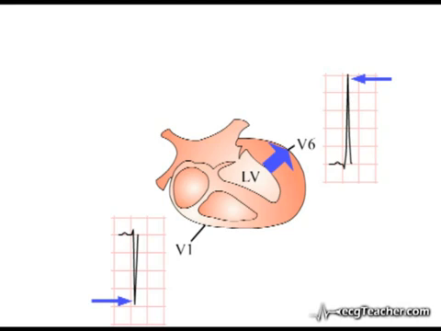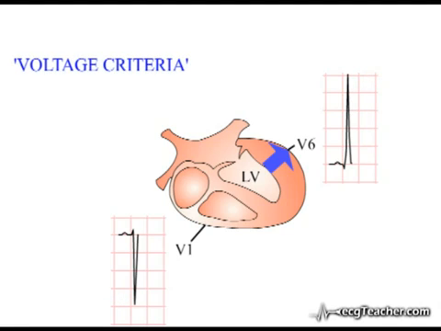Criteria to diagnose left ventricular hypertrophy from the ECG based on the magnitude of these deflections have been developed. These are the so-called voltage criteria, the best known of which is the Sokolow-Lyon criterion.